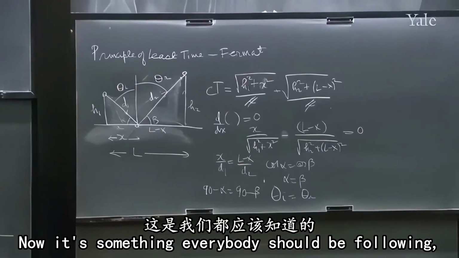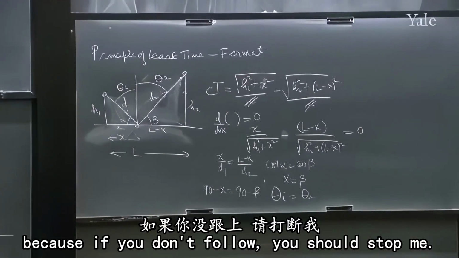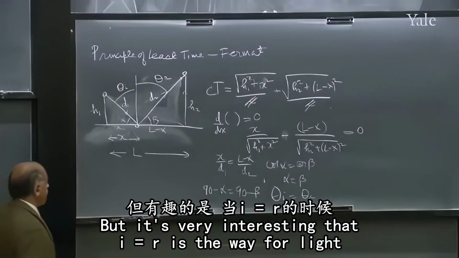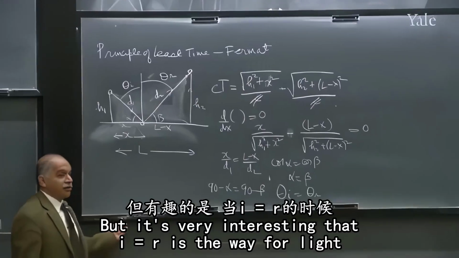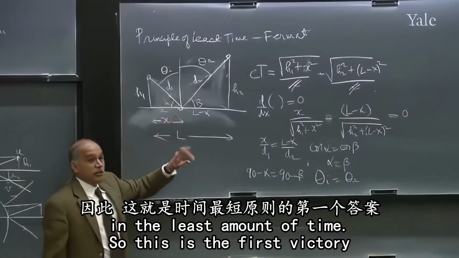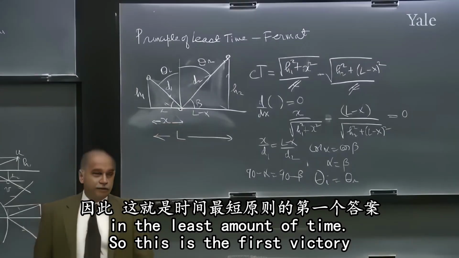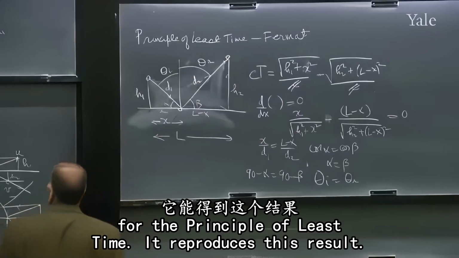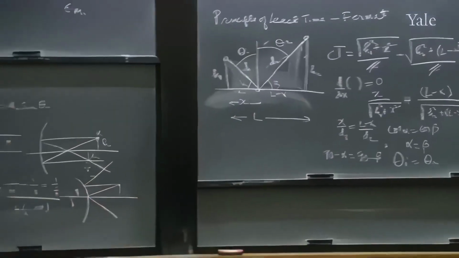Now, this is something everybody should be following, because if you don't follow, you should stop me. But it's very interesting that I equal to R is the way for light to go from here to there after touching the mirror in the least amount of time. So this is the first victory for the principle of least time. It reproduces this result.